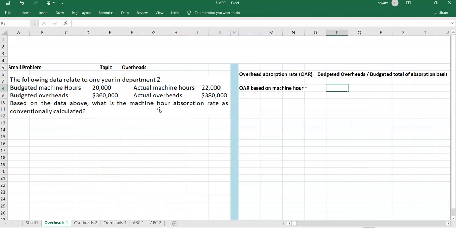So the numerator is going to be only budgeted numbers. So it is 3,60,000 divided by budgeted machine hours, which is 20,000. So when you solve, you get the answer. So this is $18 per machine hour. So this is about a small problem. We'll move on to the next one.